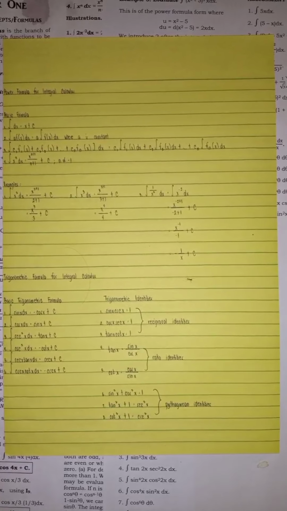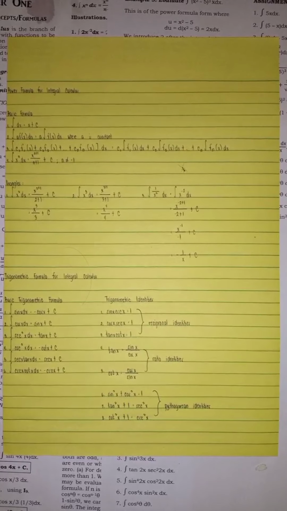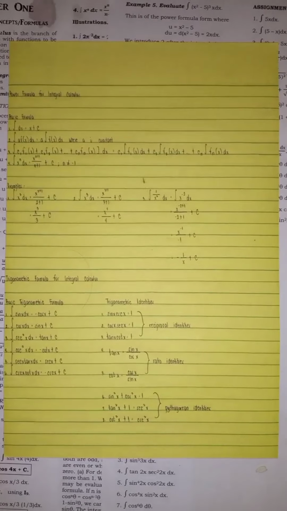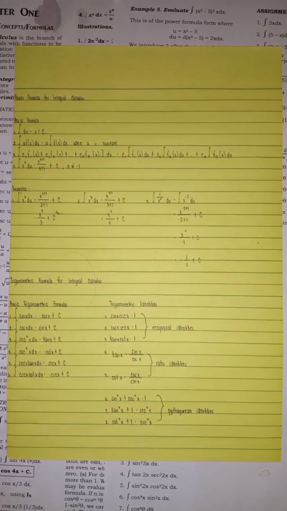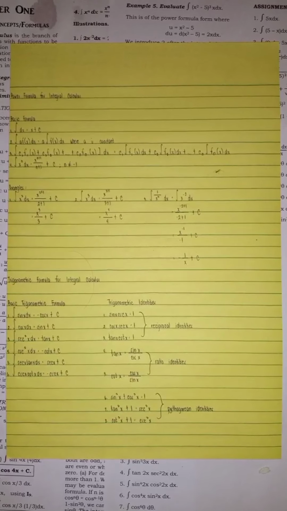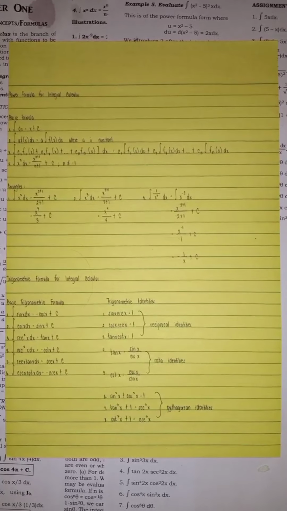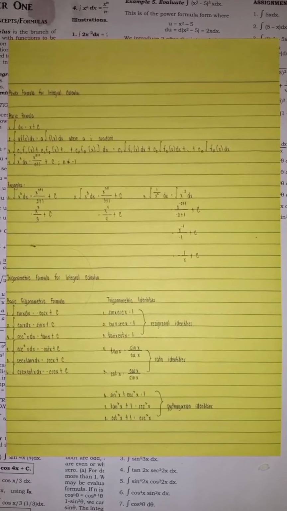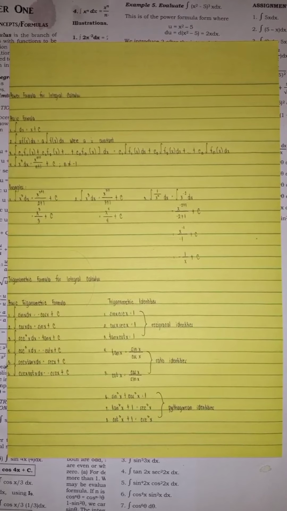Number 1. Sin x cosecant x is equal to 1. Number 2. Cosine x secant x is equal to 1. Number 3. Tangent x cotangent x is equal to 1. These three are called the reciprocal identities. Number 4. Tangent x is equal to sin x over cosine x. Number 5. Cotangent x is equal to cosine x over sin x. These two are called ratio identities.